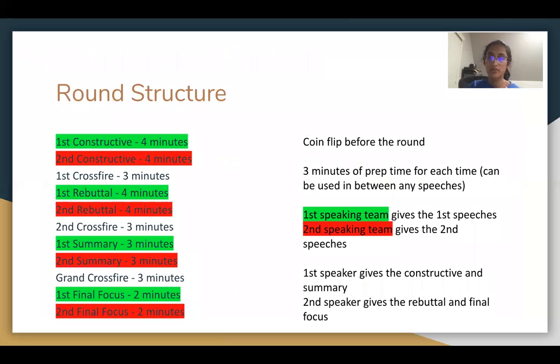So this is a little bit more about the round structure, and all of these slides are going to be posted on the site, so you guys can go back and look at anything you might have missed. But like it says here, there's a coin flip before the round that's going to determine who goes on what side and if you're going to be speaking first or second.